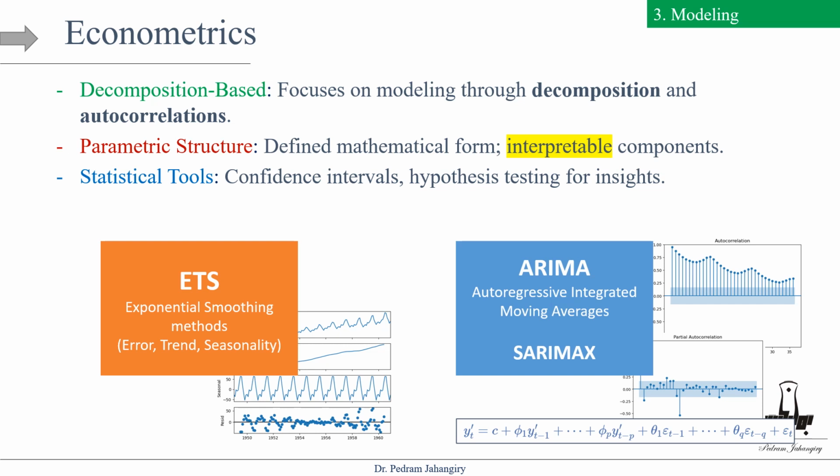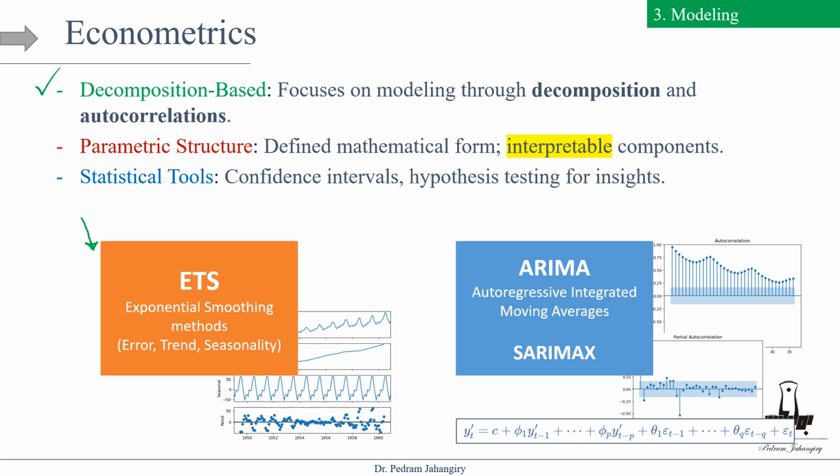All right, starting with econometrics. These are our classical time series models. These are purely decomposition-based models. You're creating these models from scratch and putting them together. So it focuses on modeling through decomposition and autocorrelation. For example, if you have a time series, you can decompose it into trend, seasonality, and the error term. That's your ETS model.